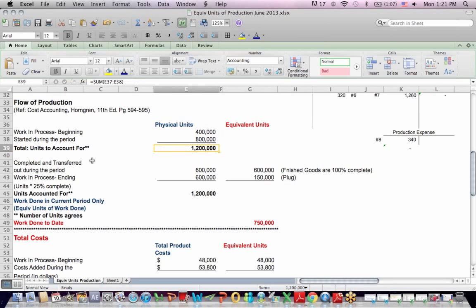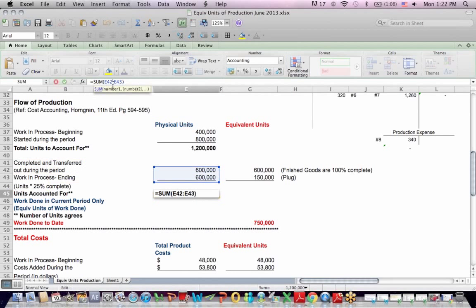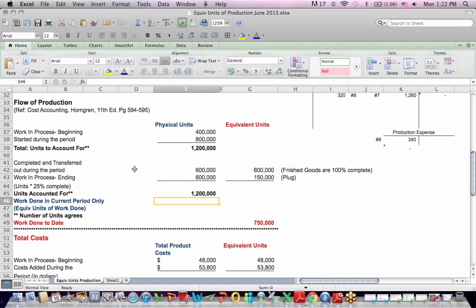The second part of this chart in this column is, well, where did those units go? And that's what this section refers to, units accounted for. Well, in this example, units, blue jeans, completed and transferred out were 600,000 units. And when we closed the factory doors at the end of the month, we had 600,000 units in work in process, partially completed, and I add that up, and I get 1.2 million units accounted for. So as a check figure, your units to account for should equal your units accounted for, which it does. So what you've done is you have accounted for the physical units.